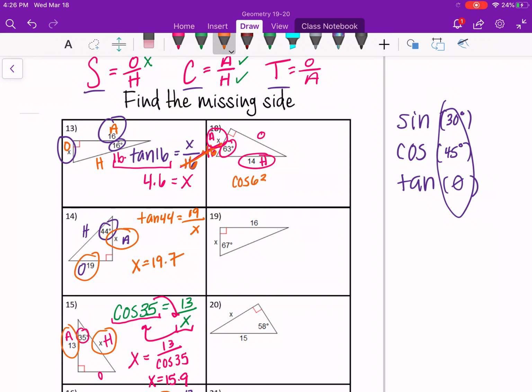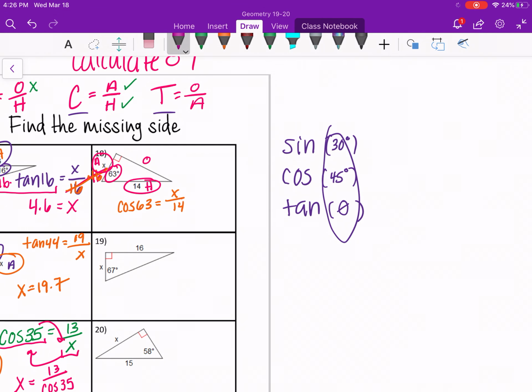So cosine of 63 equals adjacent over hypotenuse. So this goes back to that original one. This is the easier one. This is x divided by 14. The only thing you need to do to undo divided by 14 is to multiply. So you'll do 14 times cosine of 63 in your calculator, and that's your answer. We'll say 6.4.